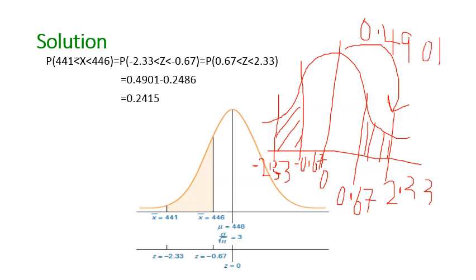And then I will get the area from 0 up to 0.67. This area is 0.2486. Okay, by subtracting this area from 0 up to 0.67 from the area from 0 up to 2.33, I will get the required area. Okay, so let's see on the next slide how can I get the area from 0 up to 2.33, and how can I get the area from 0 up to 0.67 from the standard normal tables.